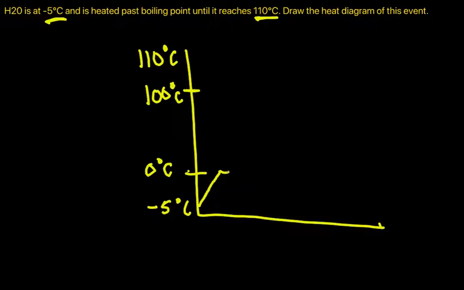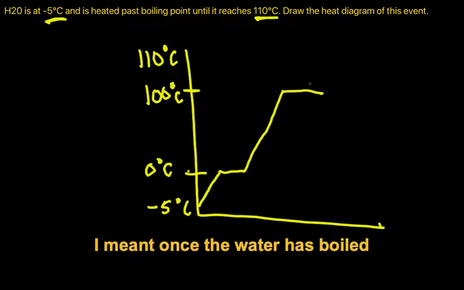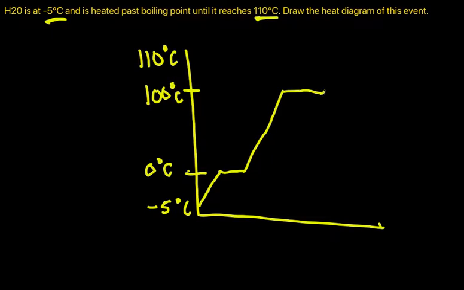The temperature goes flat for a moment. Once all the ice is turned to water or liquid, it starts heating up again. It's heating up, heating up. Once it gets to that boiling point, the energy is now going to break intermolecular forces. It's no longer heating the substance. So this graph again goes flat. Once all the liquid is boiled off, the temperature starts going up until we reach that 110 point.